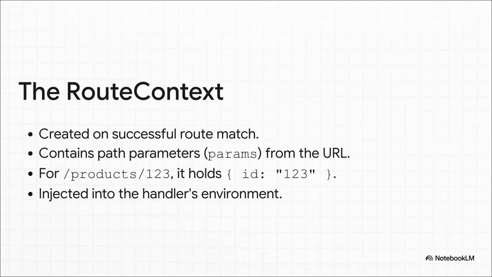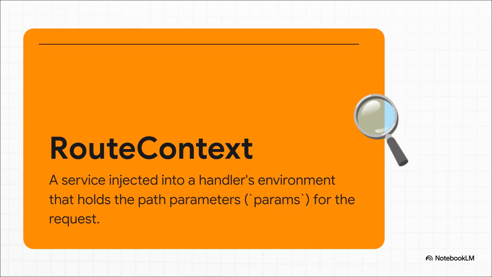When the router finds a match for a request, it automatically pulls out all the dynamic bits from the URL. So for /products/123, it knows the ID is 123. It packages all that information up into this RouteContext object, and then it injects that context right into your handler's environment, making it available to your effect. So yeah, the RouteContext is your official, type-safe way to get at that route data.